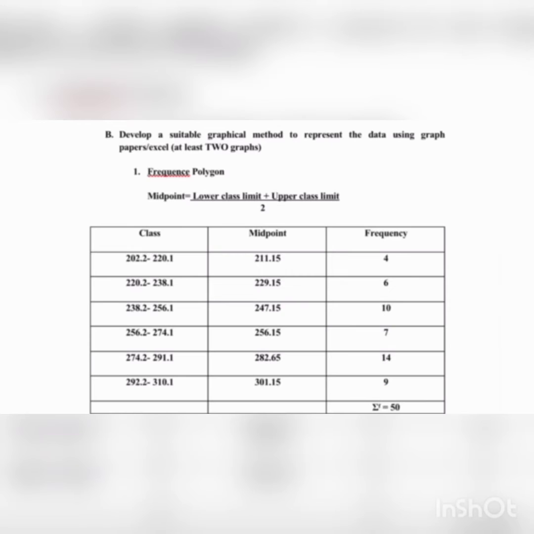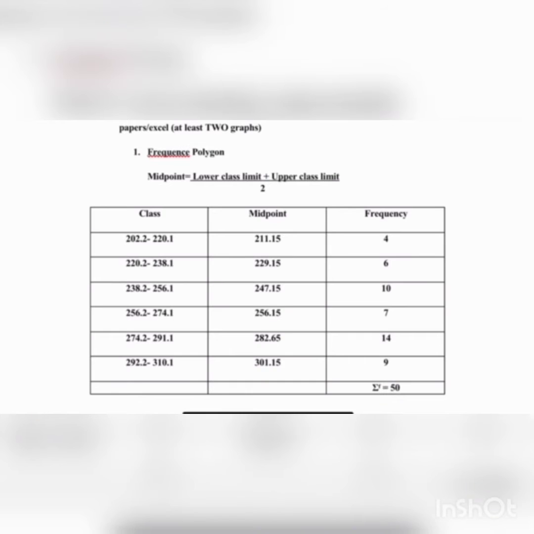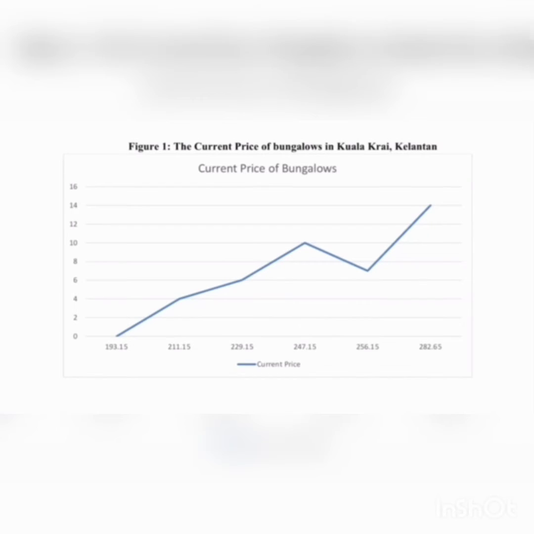So today I will explain the suitable graphical methods to represent the data using graphs. The first graph that I chose is the frequency polygon. For the frequency polygon, the data that we need to find is the midpoint. To get the midpoint, the formula is lower class limit plus upper class limit divided by 2. So you will get the data. This is the data that I already got after calculating using the formula. This is how the frequency polygon should look after we insert the data. The horizontal scale is the midpoint of the data values, meanwhile the vertical scale measures the frequency of the class.